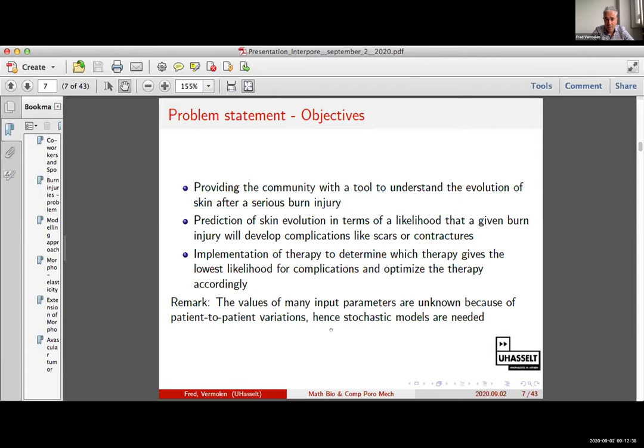Furthermore, we would also like to implement therapy. So we would like to know what therapy is doing on skin. So how does it change the behavior of skin? And does it give you any favorable properties?